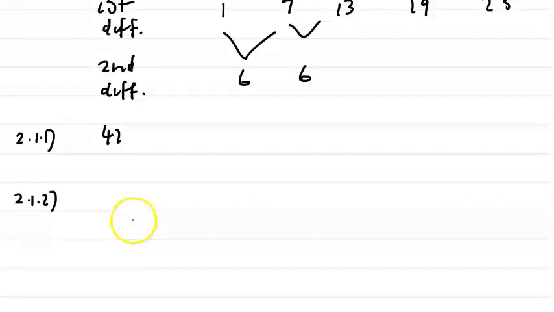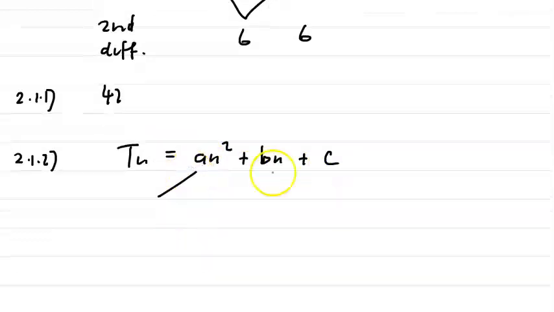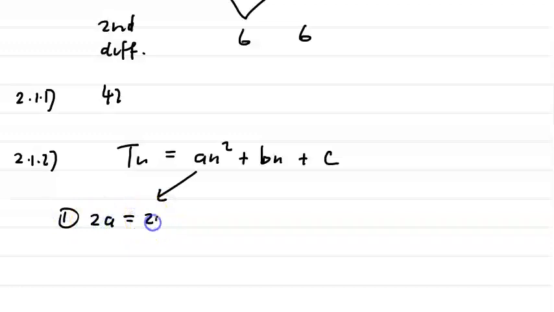Now, when you have Tn, the general term of your quadratic sequence, Tn equals an squared plus bn plus c, it's important for us to understand the following. To find a, and that will in most cases be our first step, we'll say 2a is equal to the second difference.